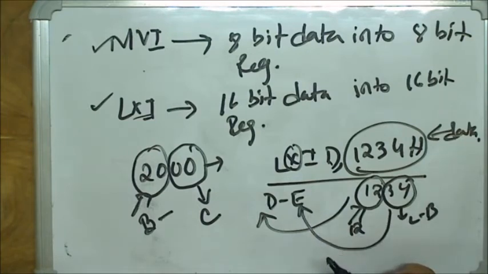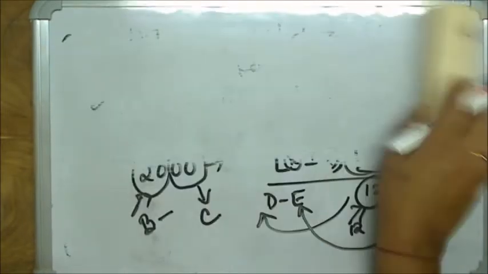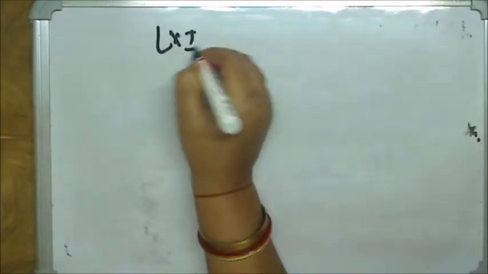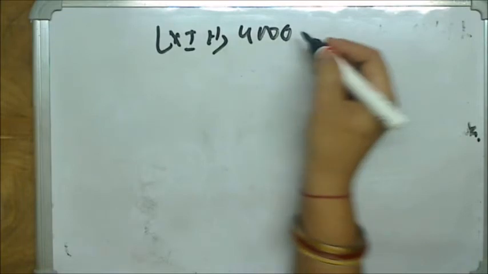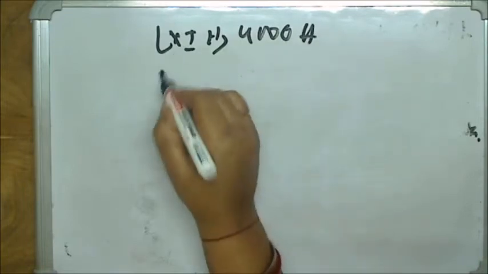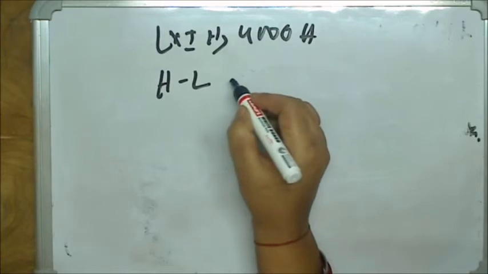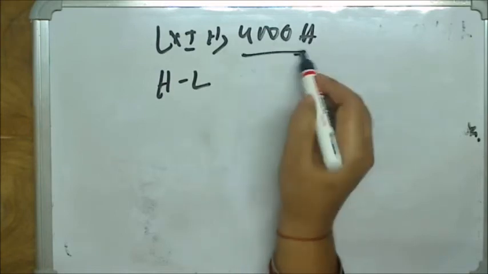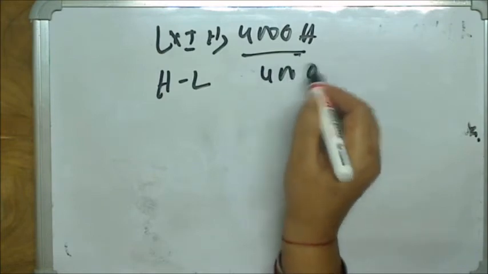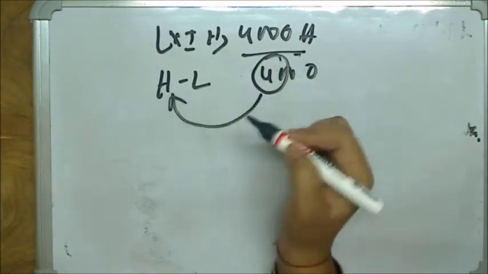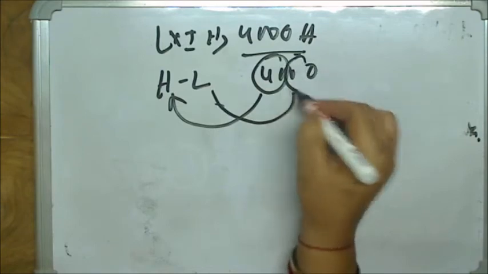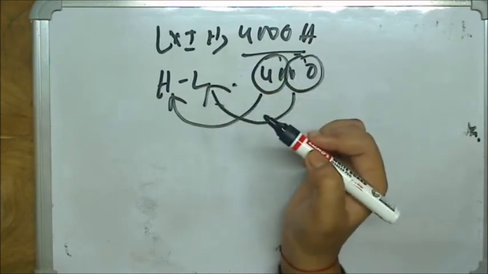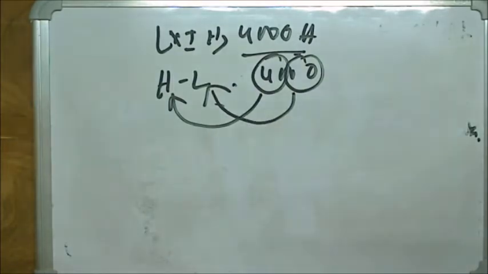Fine. Same is the case with LXI H. Suppose I write LXI H, 4008. X indicates that H is indicating the HL pair and I indicates that this is data. Now in 4008, which one is the higher byte data? 40, this will get loaded in the higher byte register, and 08 is the lower byte data, this will go to the lower byte register, that is L. I hope MVI and LXI are clear.